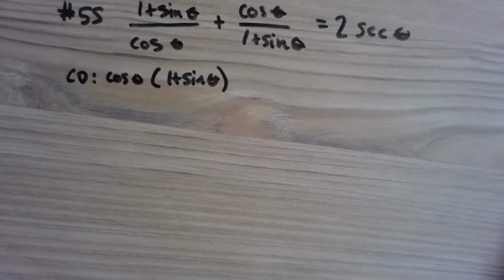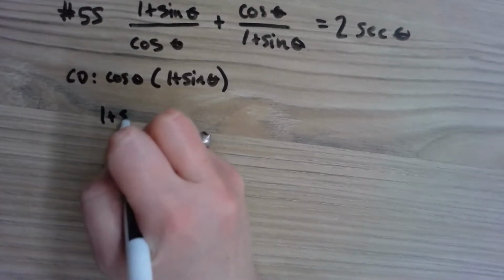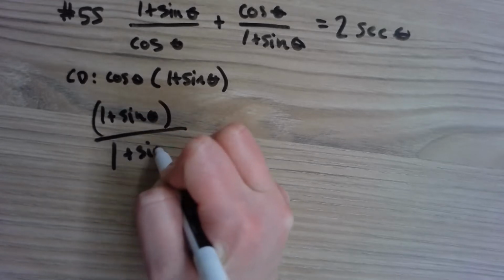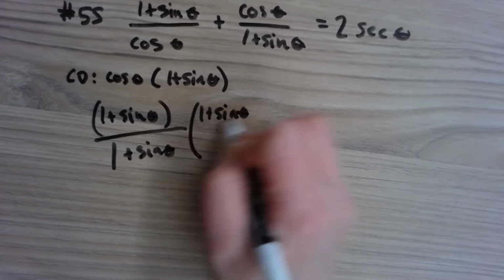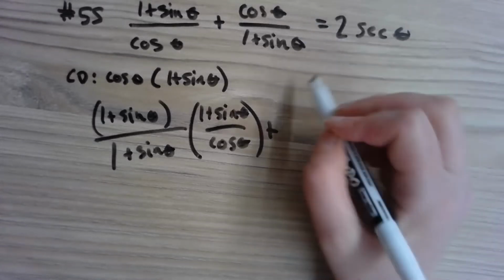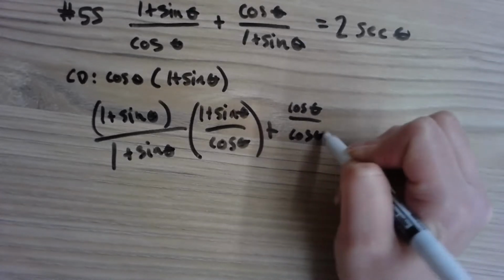Okay. So I'm going to multiply this first one by 1 plus sine theta, top and bottom. Okay, so 1 plus sine theta over cosine theta. On this one I need cosine, so I'm going to multiply the top and bottom by cosine theta.